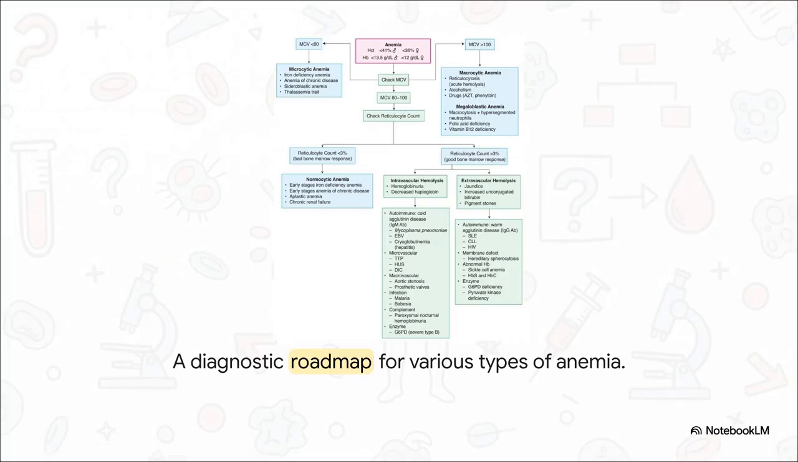Now this flowchart, this is our guide. I know it looks incredibly complex at first glance, and that's because it is. This is the master map doctors use to navigate all the different types of anemia. But don't you worry, we're just going to follow one specific trail together.